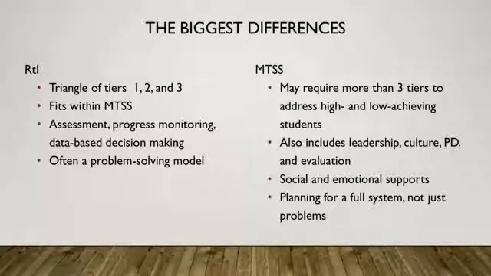In RTI, frequently we focus just on a triangle of tiers. What we know about RTI is that the process as it is currently used in most schools fits within the MTSS framework. MTSS oftentimes requires more than 3 tiers to address both high and low achieving students, and it has a heavy emphasis on the support needed in leadership, culture, professional development, fidelity, and evaluation. Finally, MTSS includes planning for a full system and not just planning for problems as they arrive.